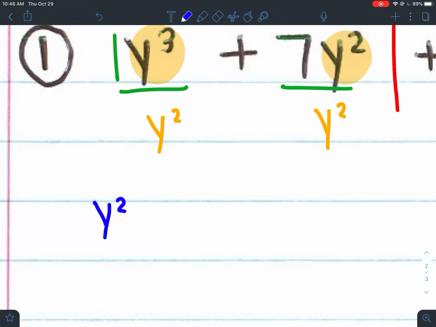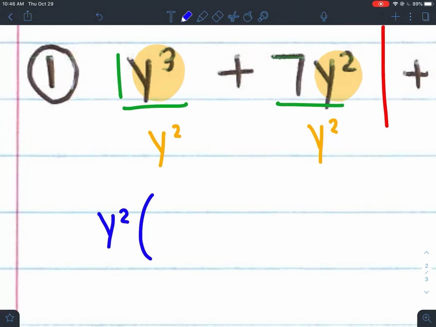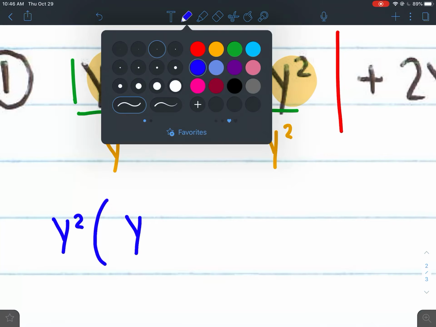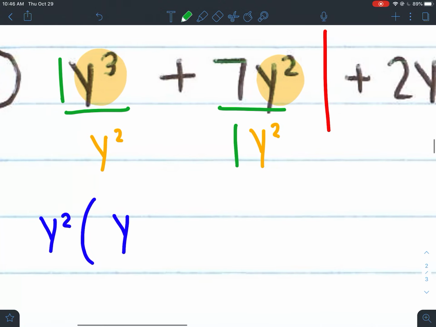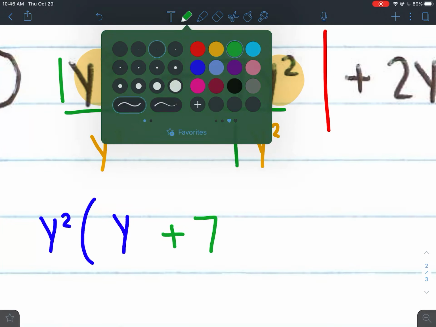So that goes on the outside of what? It goes on the outside of your parentheses. So we have a parentheses here. Y cubed divided by y squared is going to give me a single y. I have 3 y's, take away 2 y's, I have a y left over. And remember, there's technically a 1 here, right? So 1 divided by 1 is going to give me a 1, but I don't have to write that 1 there. And then I have 7 divided by 1, which is going to give me positive 7. And then I have y squared divided by y squared.